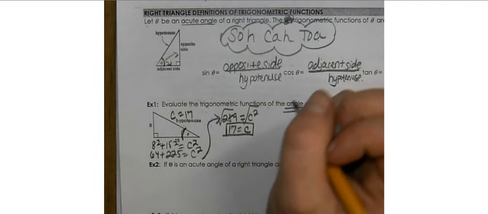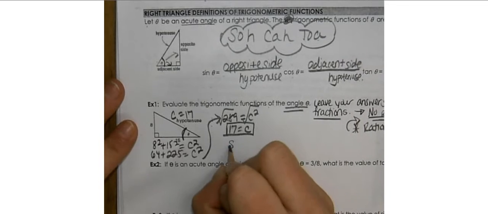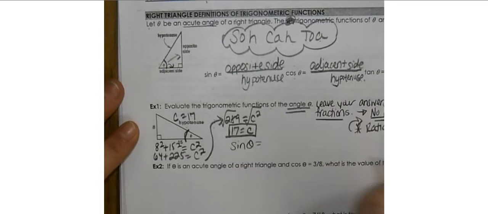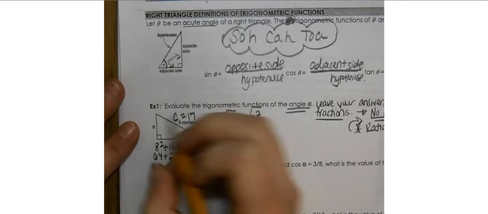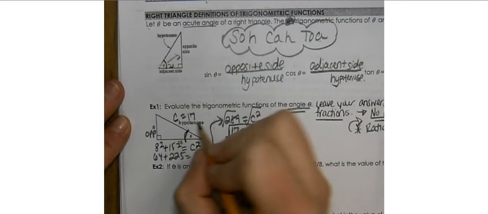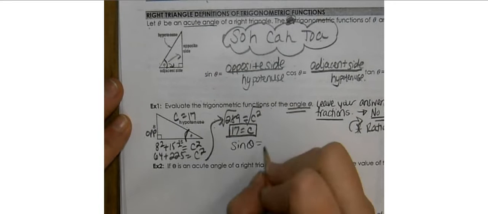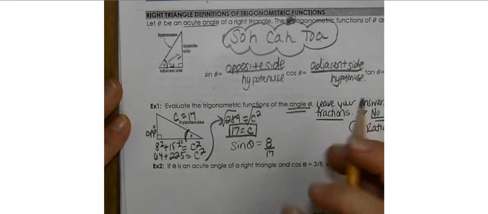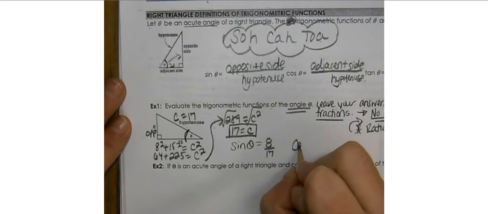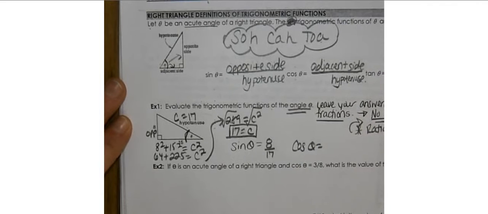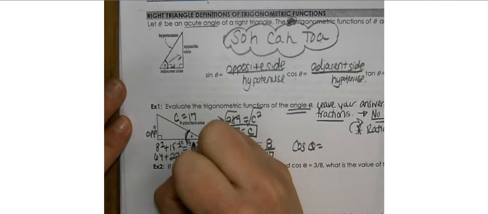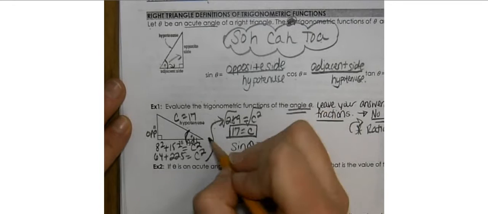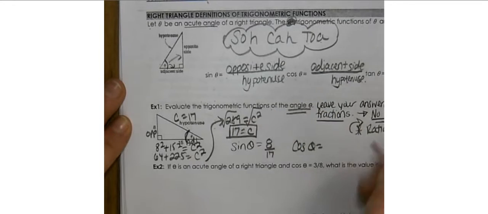So now I want to identify what is the sine of theta. The sine of theta is equal to the opposite, which so happens to be 8, divided by the hypotenuse, which is 17. So I'm simply going to write that as 8 over 17, and that is it. Next, I'm going to identify the cosine of theta. The cosine of theta is equal to the adjacent, which in this case is 15, because it's touching our actual angle. So it's going to be 15 divided by 17.